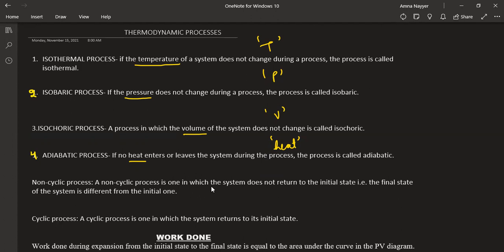A non-cyclic process is one in which the system does not return to its initial state, like this PV graph we had seen. Then cyclic process also we had seen, where it returns to its initial point. All right, so note down the names of these processes, just one line each. Then we'll move on to work done, P delta V, that is PdV, the formula which we have. We'll see a small derivation for that. Just note it down, then we'll see that.